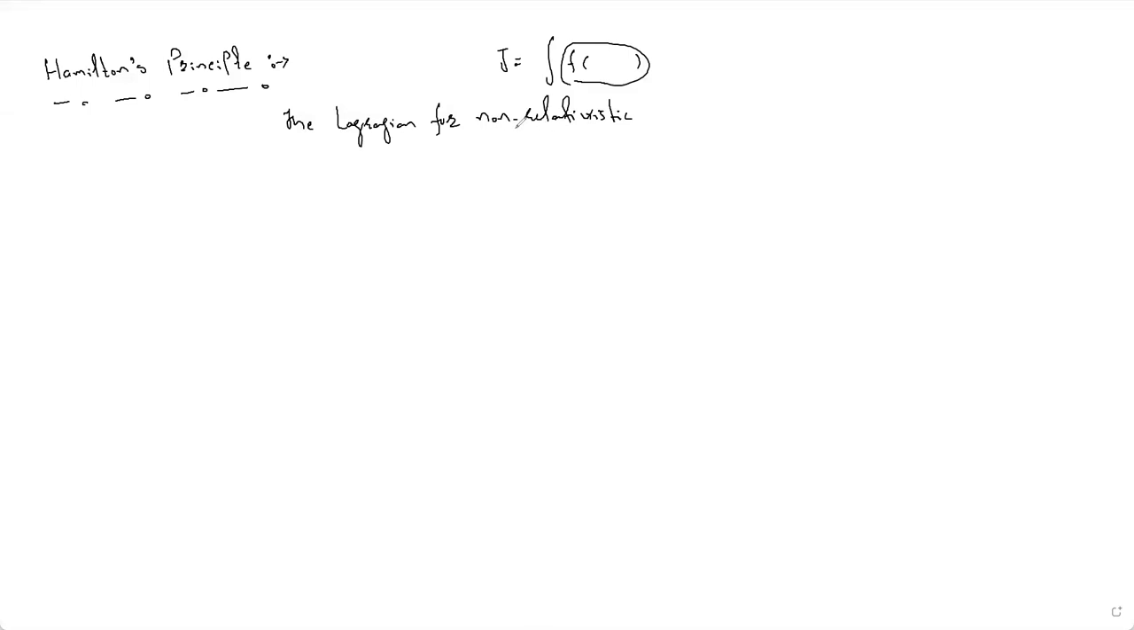Or we can say that the system is moving with a speed very much less than the speed of light. So the Lagrangian for the non-relativistic system is denoted by L and is defined as T minus V, the kinetic energy minus the potential energy. This is the Lagrangian for a particular system.